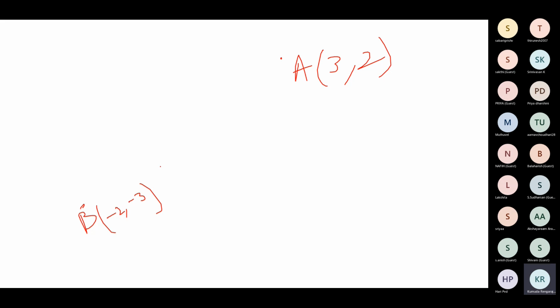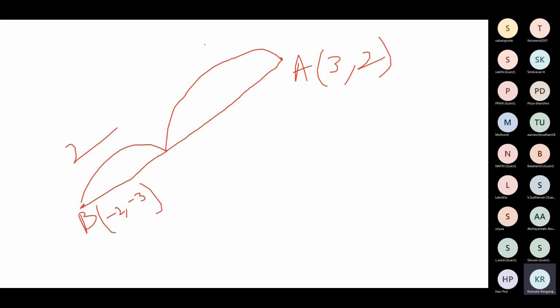It's given that D is a point such that it divides the line segment joining B to A. So they're talking about BA, not AB. The order is very important. D divides the line segment joining B to A in the ratio 2:3. So BD is 2 parts and DA is 3 parts.